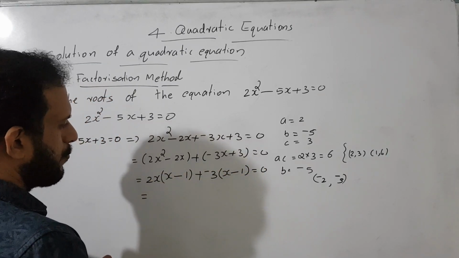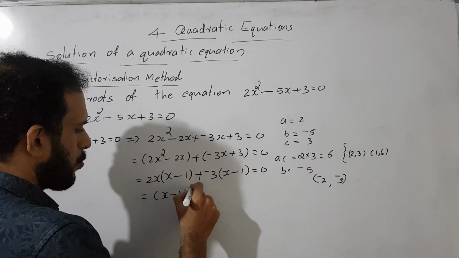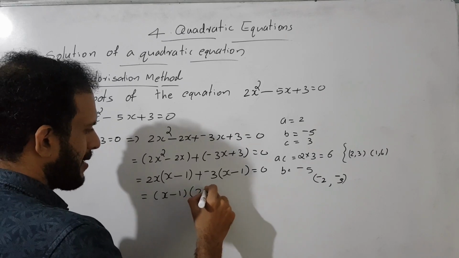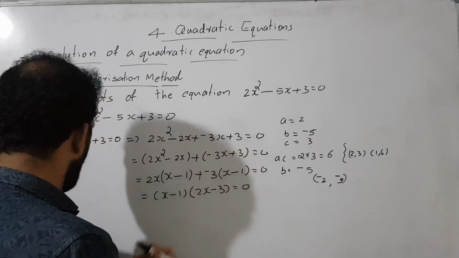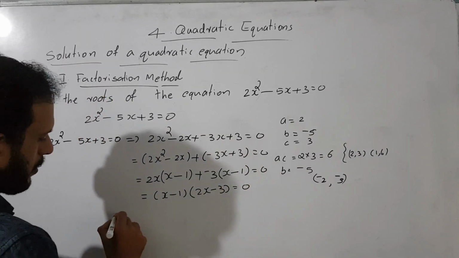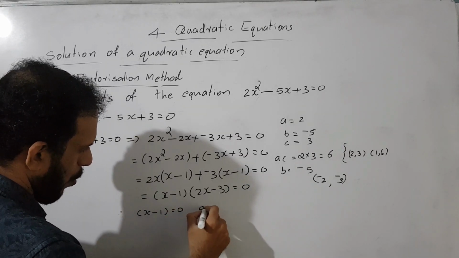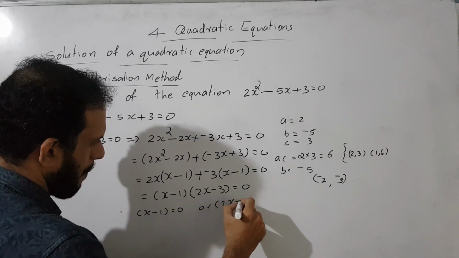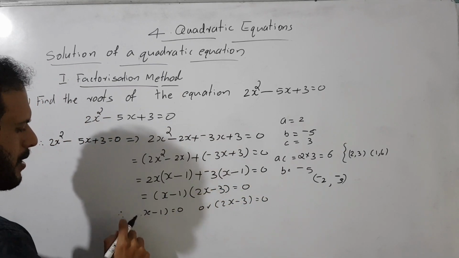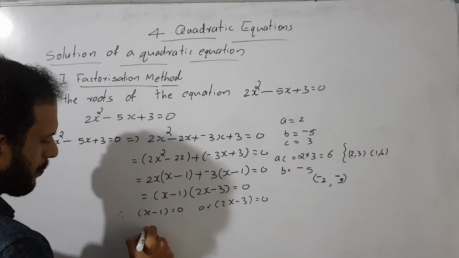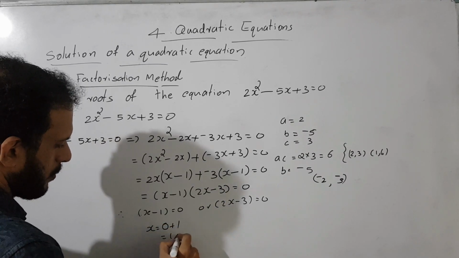Then x minus 1 is common now, then we take it out, x minus 1 into 2x plus minus 3 means 2x minus 3 is equal to 0. We know what is next. Therefore x minus 1 is equal to 0 or 2x minus 3 is equal to 0. Then x minus 1 is equal to 0. What is x? Therefore x is equal to 0 plus 1 is equal to 1.